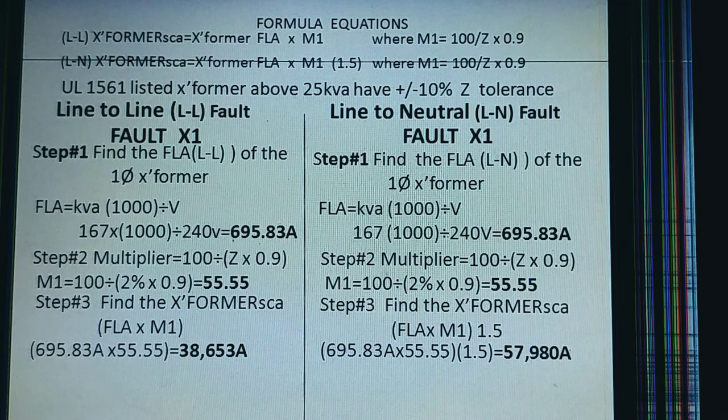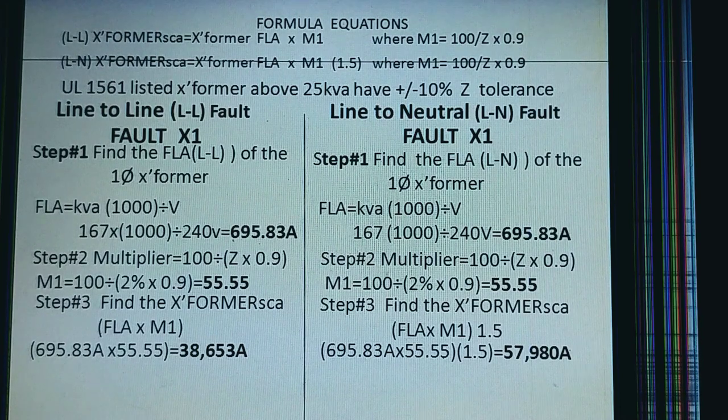This is actually the high-end worst-case scenario which shall be adopted in the calculation, as it will give more current in your system rather than the 1.1, the 100% plus 10% value, which is the low end, the worst case scenario. So that is the reason why we are going to use 0.9.